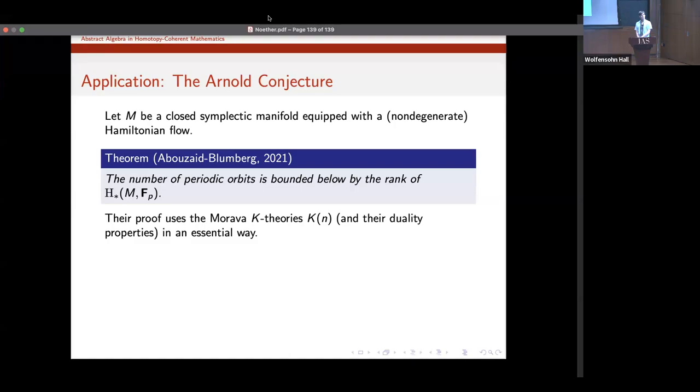Do they give an example where this would produce periodic orbits which you didn't know exist before? So you mean an example of a specific symplectic manifold? Yeah. I am not sure. And that's for any p, right? The lower bound is for any p, yeah.